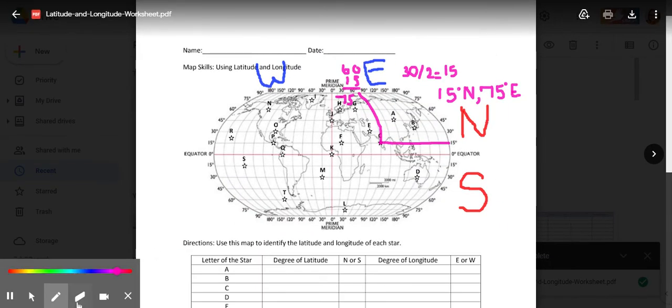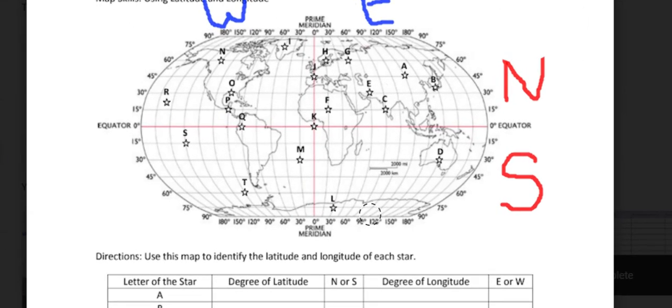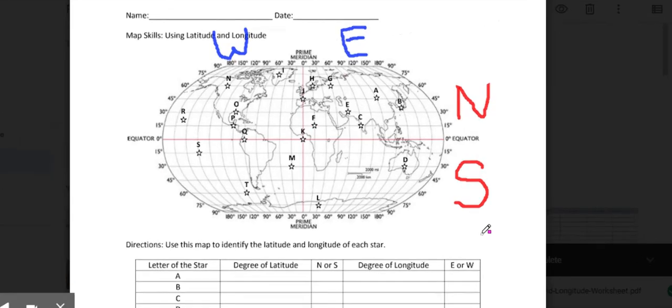Any time you are in the middle on a point of longitude on this map, it's a difference of 15. So you will always add that 15 on this map for longitude. And remember, your longitude numbers are across the top and across the bottom.